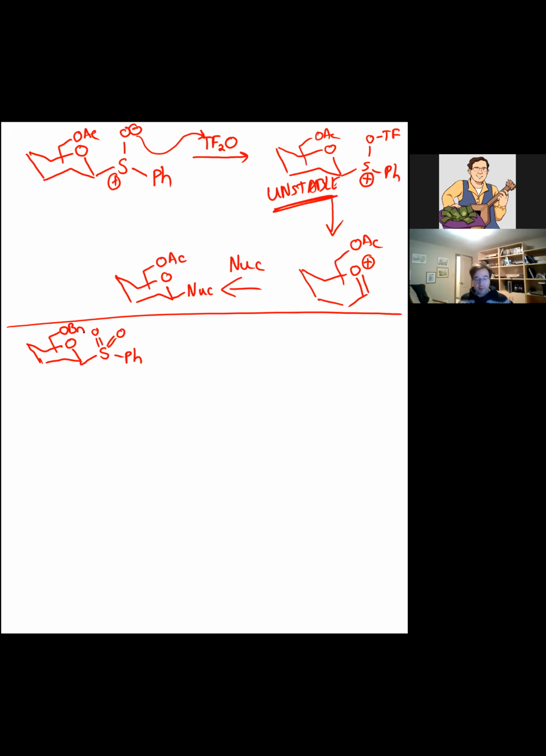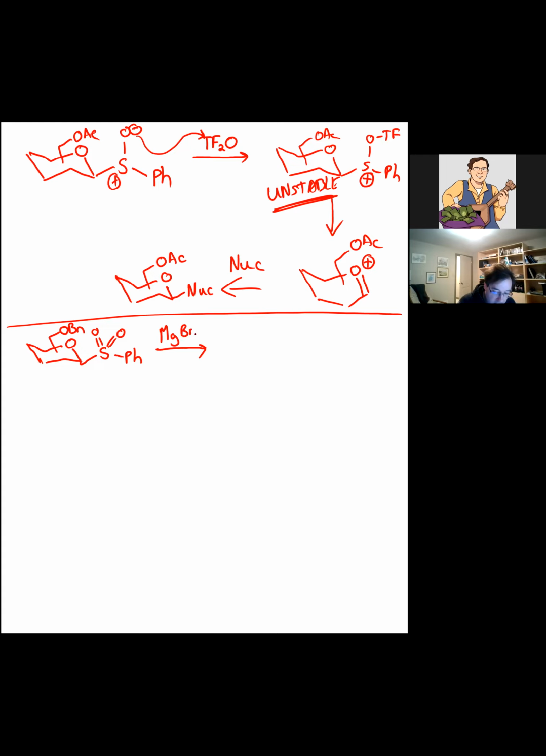This is the most reactive of all these things. And we make this again by taking the sulfide and treating it with mCPBA. Or we could take the sulfoxide and treat it with mCPBA. We've got options. And we need something really delicate now, because this thing just wants to fall off.